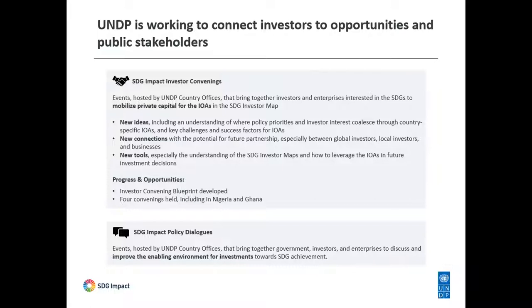We are looking forward to really having the SDG Impact Investor Convenience. Here, we want to not only provide the information online and then leave it at that. We want to engage with the private sector and different stakeholders on the ideas that we can have, on the connections, the tools, the use of the tools, and also on specific uptake of the investor map opportunity areas that have been highlighted.